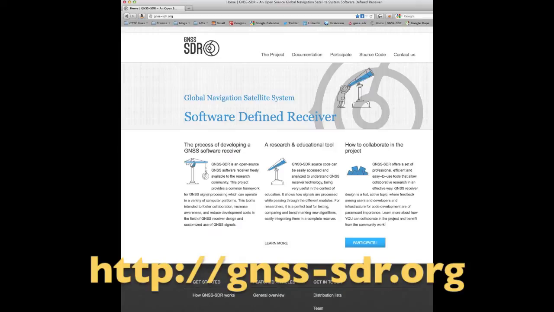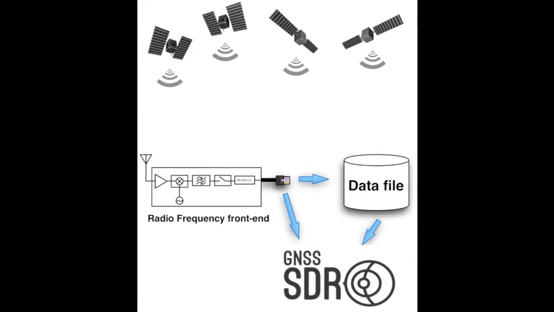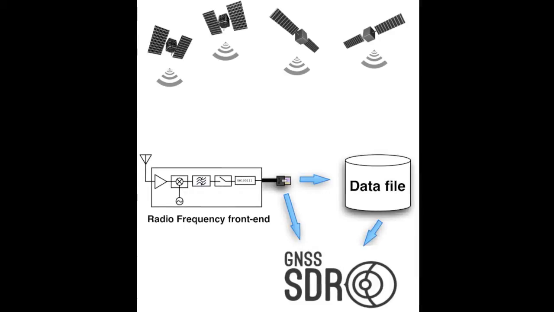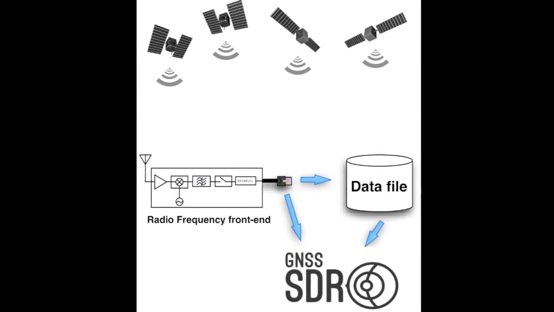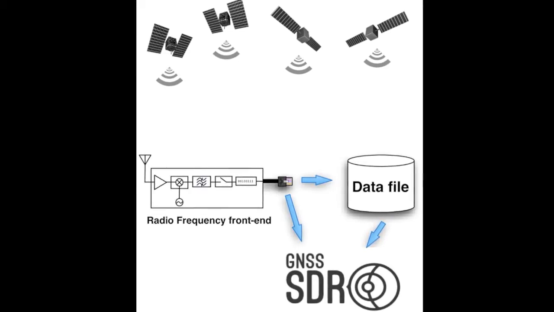In GNSS-SDR, we propose the implementation of an open-source GNSS software receiver freely available under the General Public License. This project provides a common platform for GNSS signal processing and data gathering for scientific applications, testing of algorithms, receiver design, and educational purposes. This tool is intended to foster collaboration, increase awareness, and reduce development costs in the field of GNSS receiver design and customized use of GNSS signals.